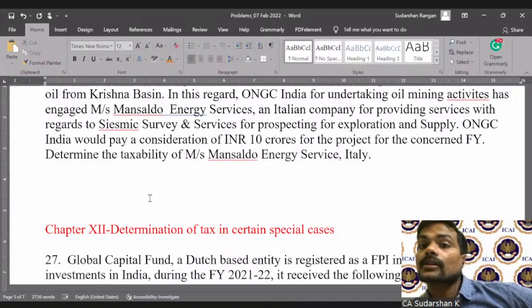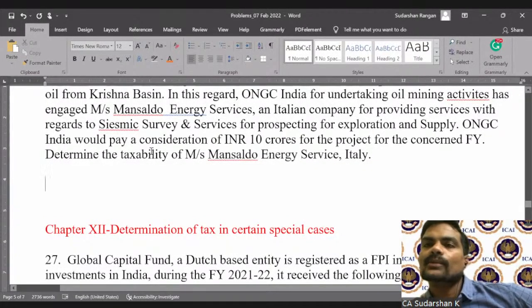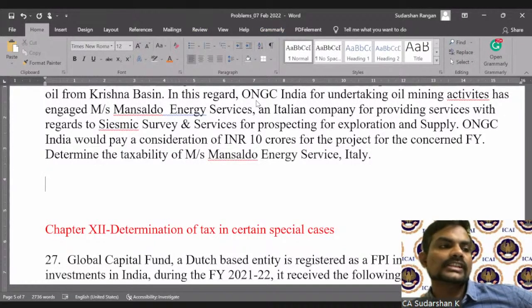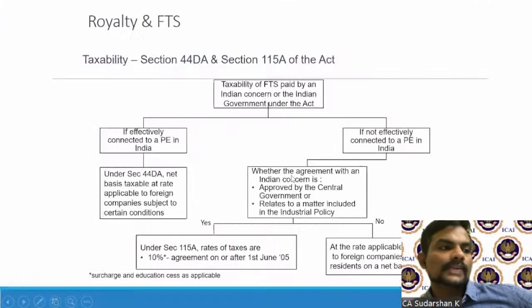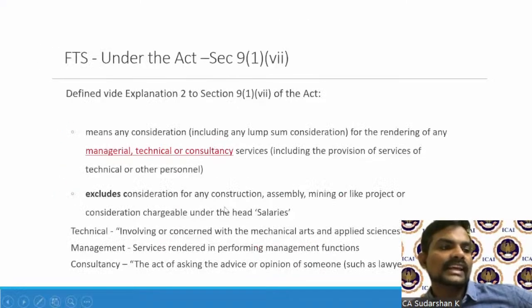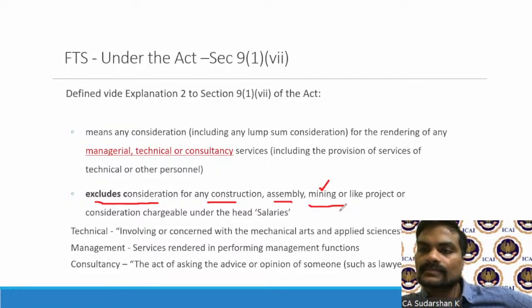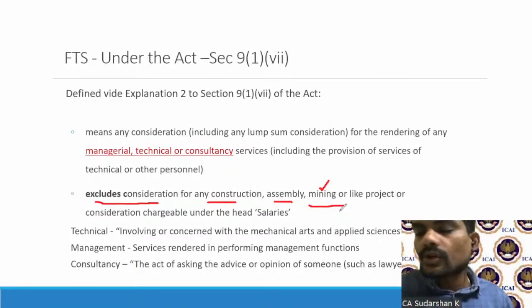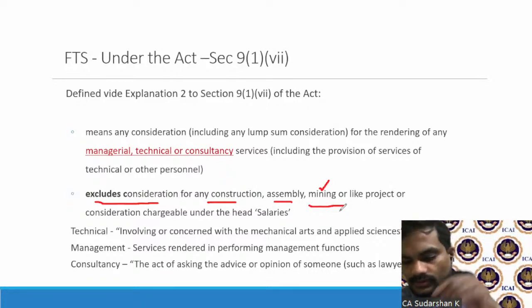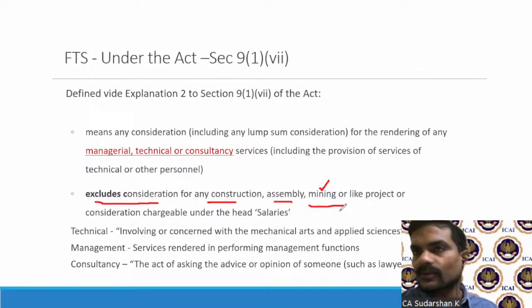Now you need to keep in mind that the Italian company obviously is coming and doing it in India because it is in the Krishna Basin, part of the Indian waters. So therefore, these services are happening in India. So you cannot blindly go to section 917. If you recollect section 917, when we did it, 917 excludes consideration for any construction, assembling, mining or like project. Now this will come under mining, oil mining, mineral oil mining. There is a CBDT board instruction also clarifying that any services with regards to oil exploration will be part of mining. Nothing but mining. What you're doing is you mine the underwater to see if you can get oil from it.